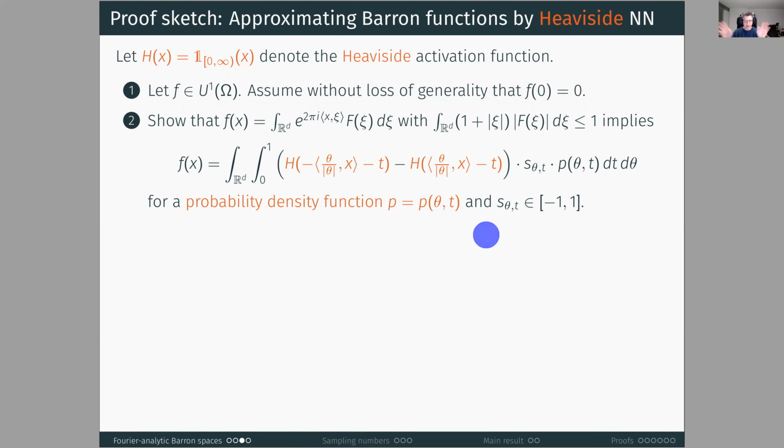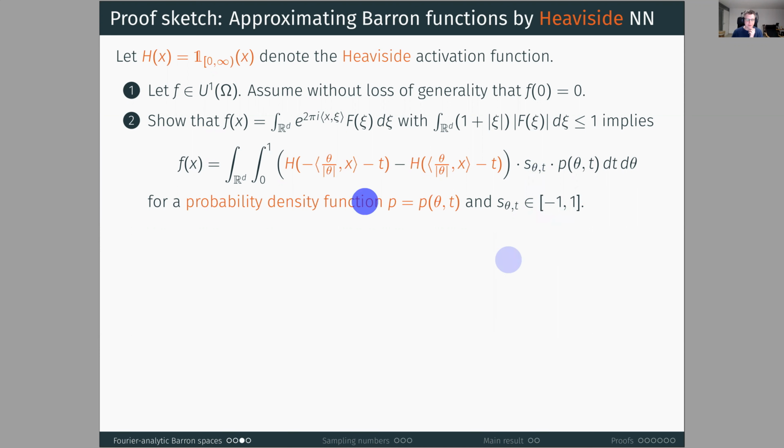What Barron then showed, in a nice computation which I will not repeat here, is that since you are in this Barron unit ball, you can represent f as an integral over stuff that looks like this. This p is a probability density function over R^d times 0, 1. This term here is one single neuron with a Heaviside function, where you put in theta over absolute value of theta as the weight, and minus t as the bias, and you subtract from that a different neuron. So what you see here is a 2-neuron shallow Heaviside network, and this s of theta t is just a scalar between -1 and 1.